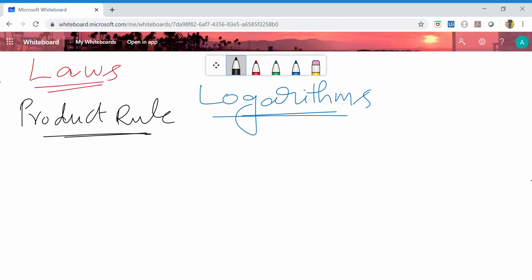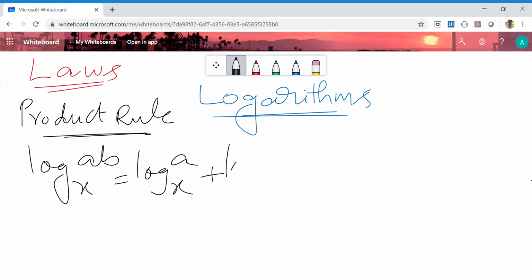Product rule is nothing but logarithm of AB to the base x is equal to log A to the base x plus log B to the base x. AB means A into B, a product, A multiplication B. Then how can I prove this?